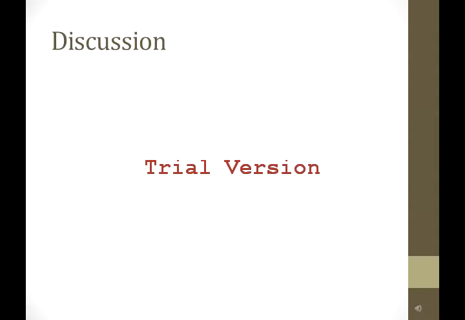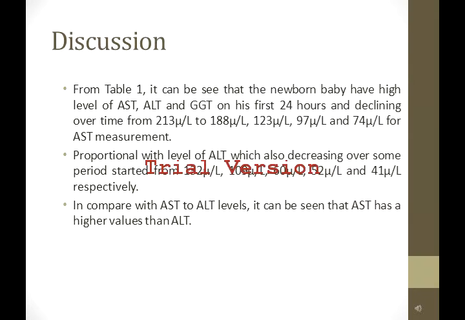Alright, right now we move to the discussion. From table 1, it can be seen that the newborn baby had high levels of AST, ALT, and GGT in his first 24 hours, declining over time for the AST measurement, proportional with the level of ALT, which was also decreasing over some period. Comparing AST to ALT level, it can be seen that AST has a higher value.